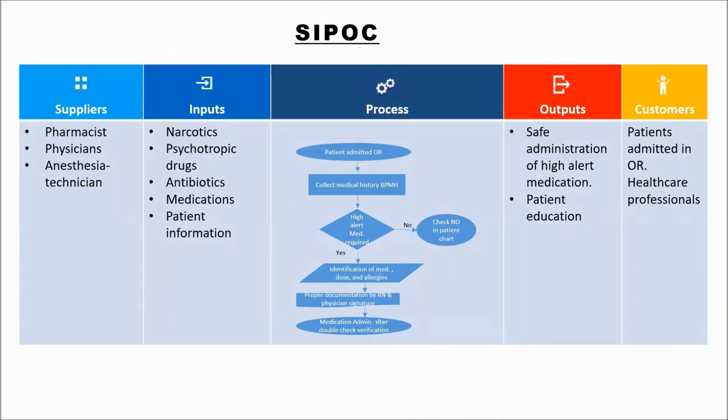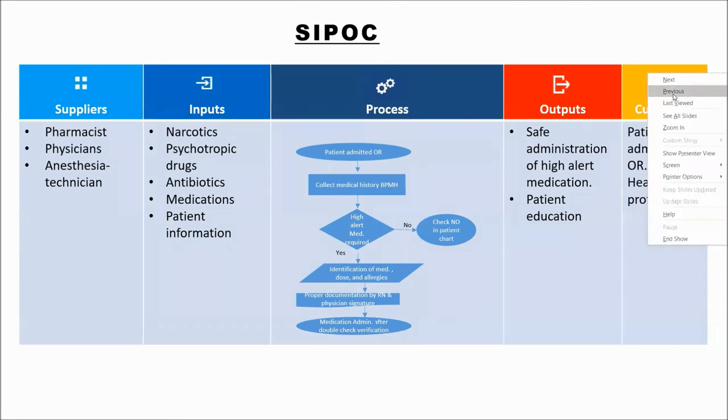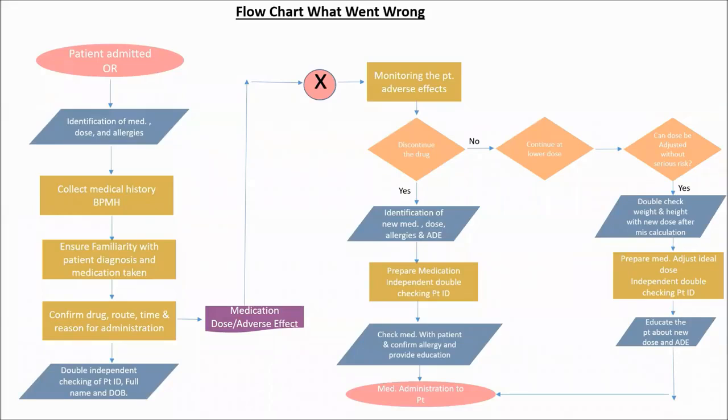Please, Dr. Bakr, please return to the last slide. I have a simple question about the steps of identification of medication, dose and allergies, and the other blue steps. Why are you putting them in rhomboid shapes instead of rectangles, although they are simple steps? What is the idea?